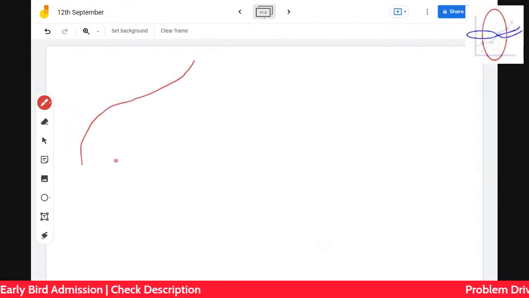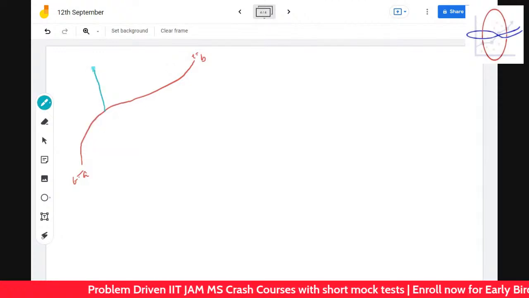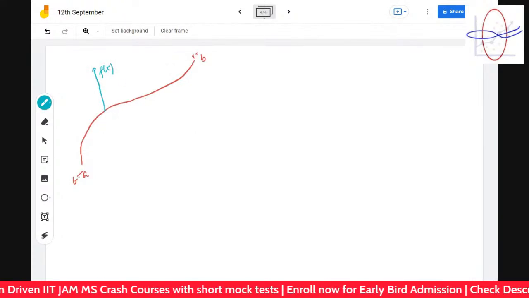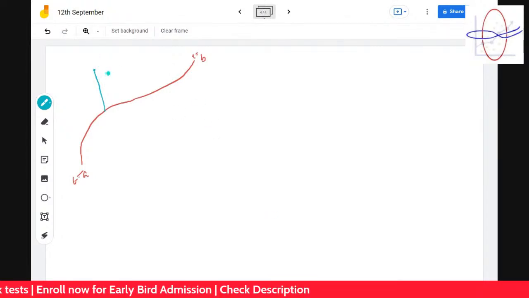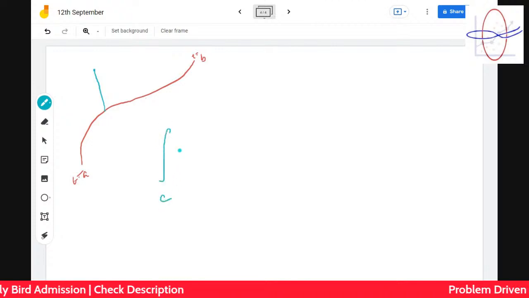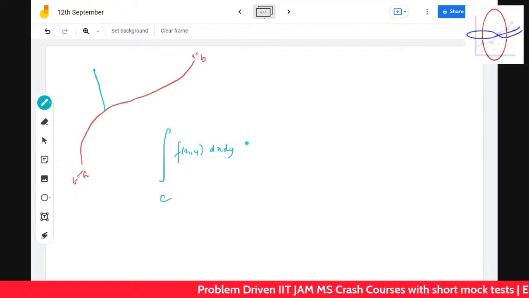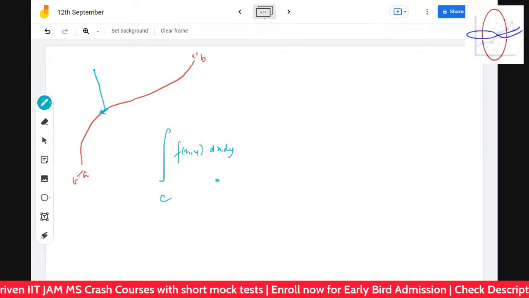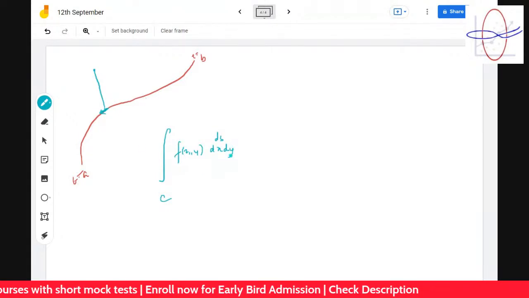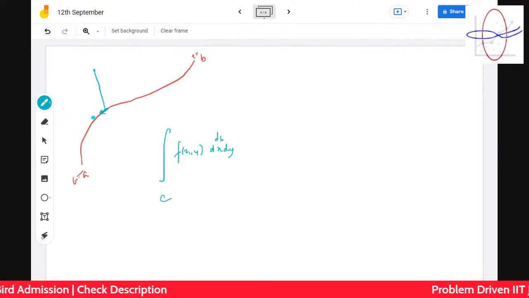So we have a curve over here, C, and it's going from A to B. Let's say the t is going from A to B, and we have f of gt comma ht. That's the idea. And we are doing integration over the C, f of x comma y ds. So understand that dx dy means this ds, and what it means is that we are actually trying to find the integral.